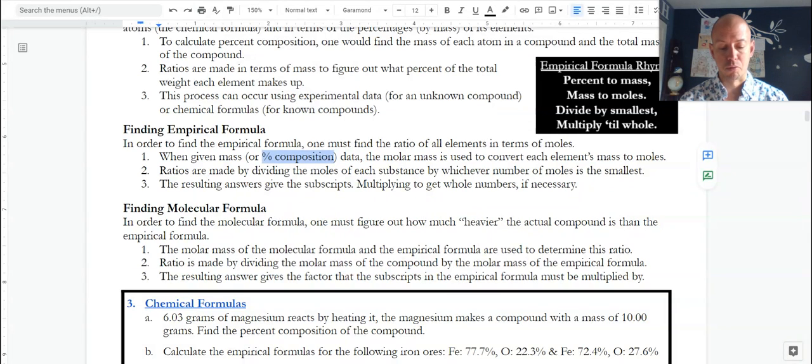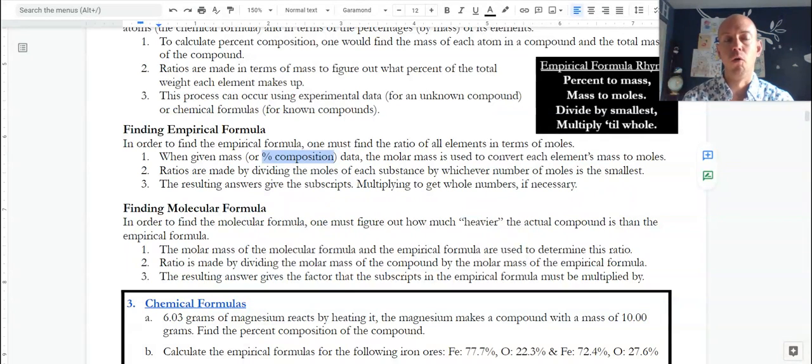Well, those moles are probably going to show up as decimals. So we can't just put a whole bunch of decimals as our subscripts. We need to change those or make a ratio of those. So ratios are used, taking the moles of each substance by whichever one is the smallest. You get 2 or 3 values, the smallest one goes on the bottom, and then that should come out to whole numbers. Those whole numbers are the subscripts of the formula.